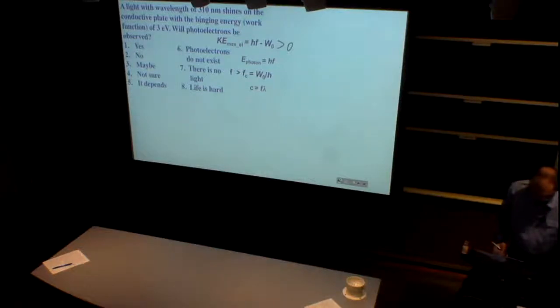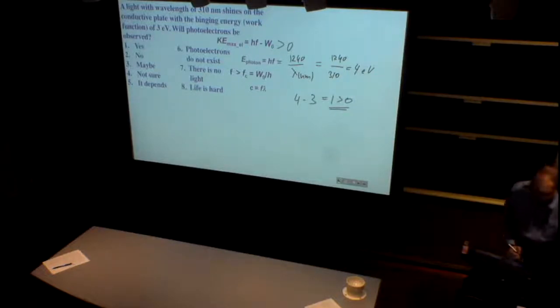So we need to figure out the photon energy. This is a complicated equation, but we have derived a much easier one: 1240 over the wavelength, if it's measured in nanometers. That gives us 1240 over 310, which is 4 electron volts. And 4 minus 3 equals 1. Positive, yes. The photon energy is greater than the work function, the binding energy, in this situation.